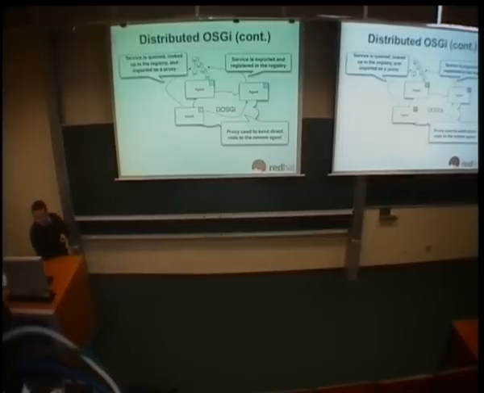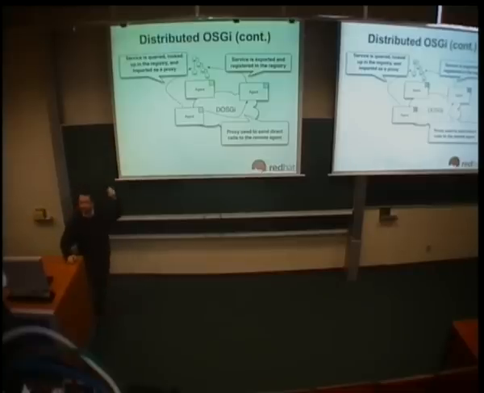So the idea is really the same as for Fabric. You have an agent which registers the services that it has locally, so that other agents can look them up and call them.